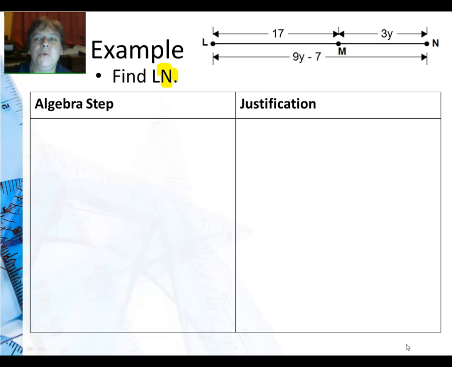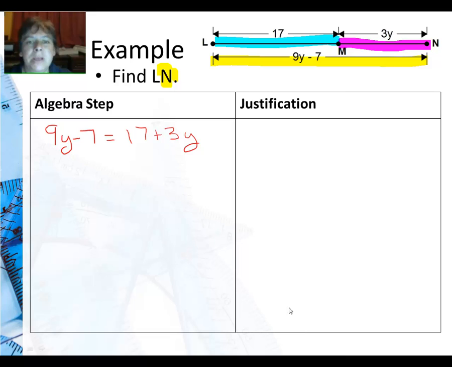Okay, in this example, we're going to find the length of segment LN. There was a typo in your notes and it says LM as in Mary. It's LN as in Nancy. So the first thing we're going to do is look for the whole, and we're going to start by adding the parts. So we have 17 and 3y. We're going to put those together and we should get 9y minus 7. So 9y minus 7 should equal 17 plus 3y. It does not matter if you have this on the left or the right, just as long as they're both there and there's an equal sign between them.